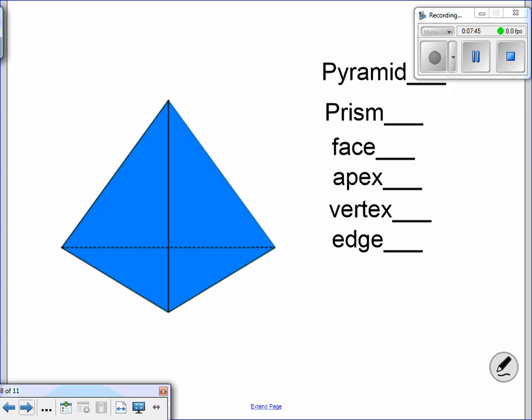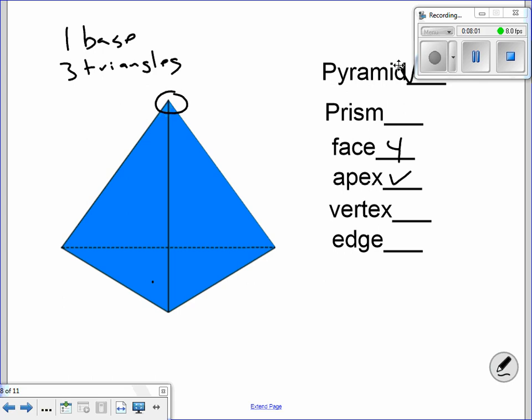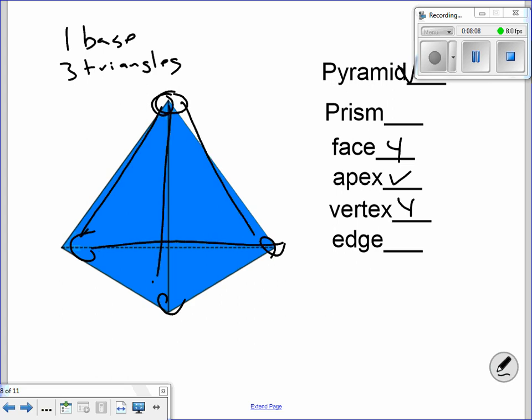Triangular pyramid. I know it's a triangle. I know it has an apex. I know it has a base. So it has 1 base. Since it's a triangle, it has 3 triangles going up, which means I have 4 faces. How many vertices? 1, 2, 3, 4 vertices. How many edges? 1, 2, 3, 4, 5, 6 edges.